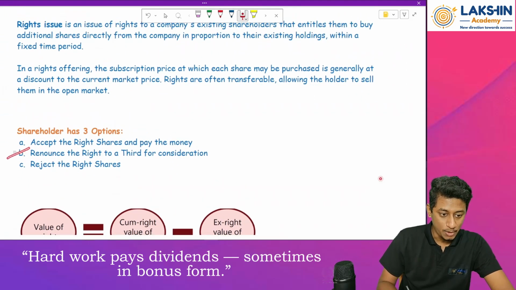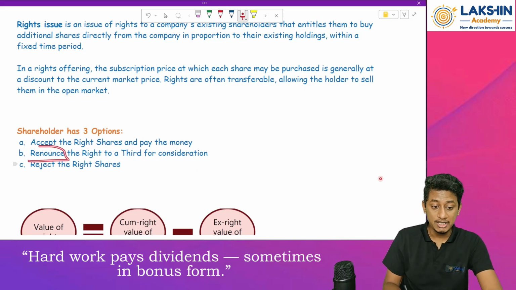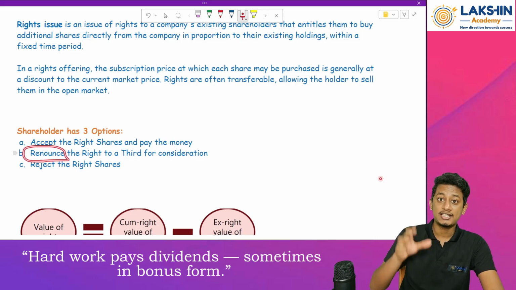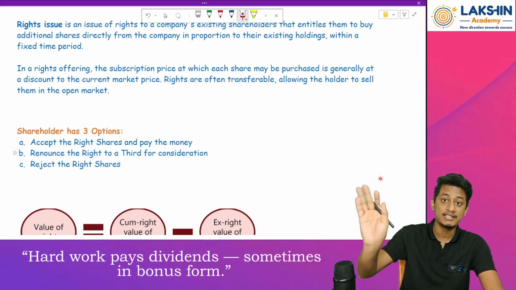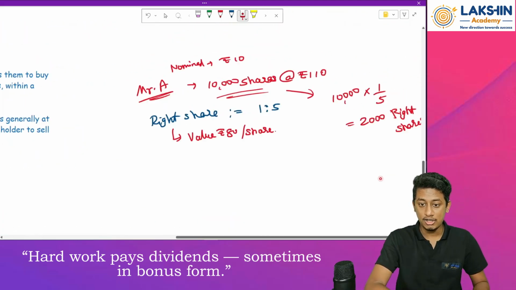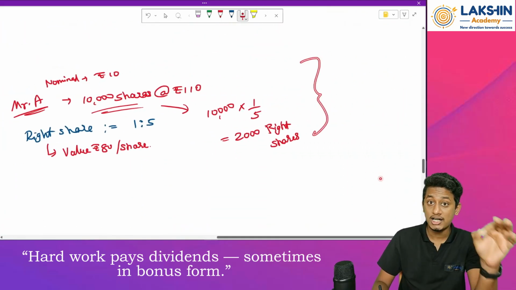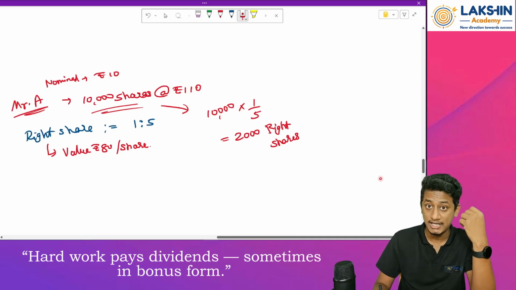Then, what is case number 2? What is the second option? Renounce the right to a third party for consideration. What do you mean by renounce? Renounce means he can give away his right to the shares to a third party. See, third parties cannot claim this offer. Why? Because a third party will not have any shares.